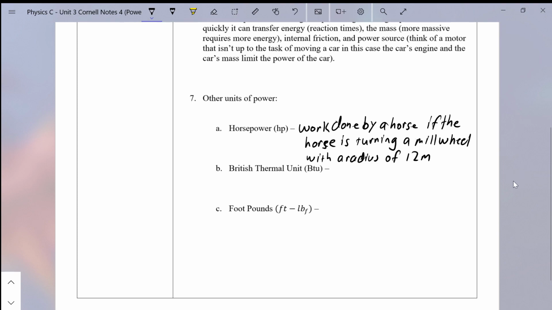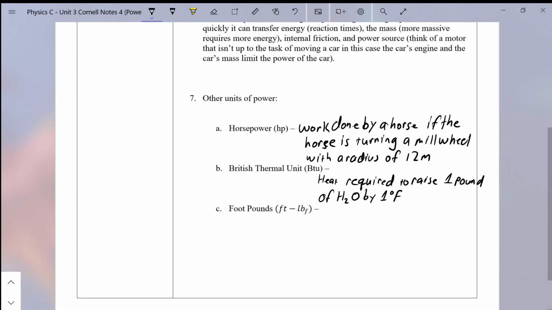Super scientific stuff. We also have the British Thermal Unit, BTU. This is the amount of heat required to raise 1 pound of water by 1 degree Fahrenheit. And this may sound familiar to you because there's also this unit called the calorie, which is the amount of energy it takes to raise 1 gram of water by 1 degree Celsius. And these two units are very closely related.